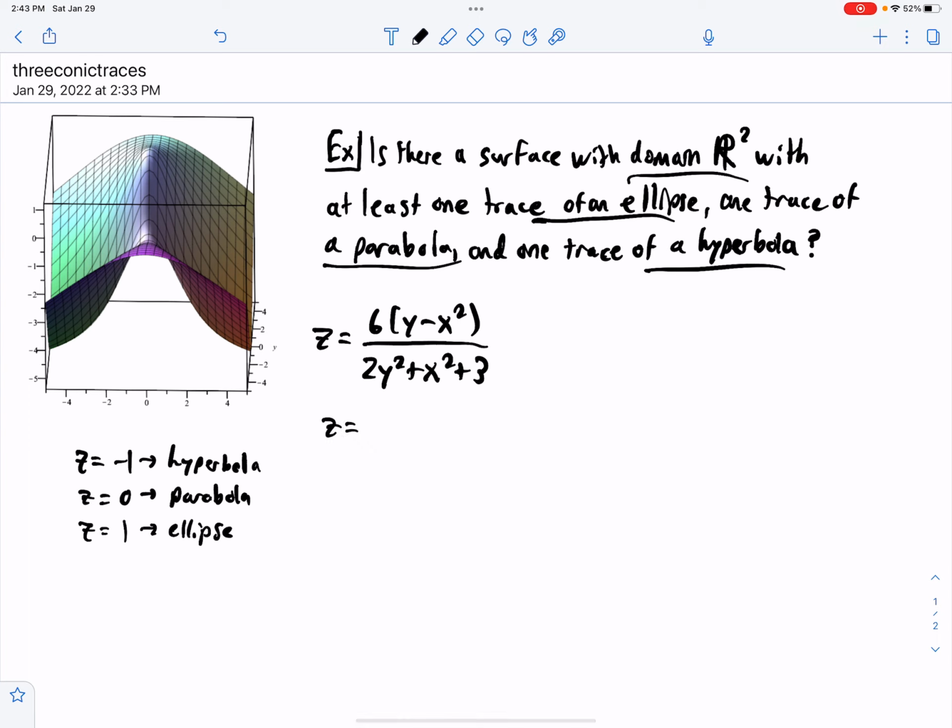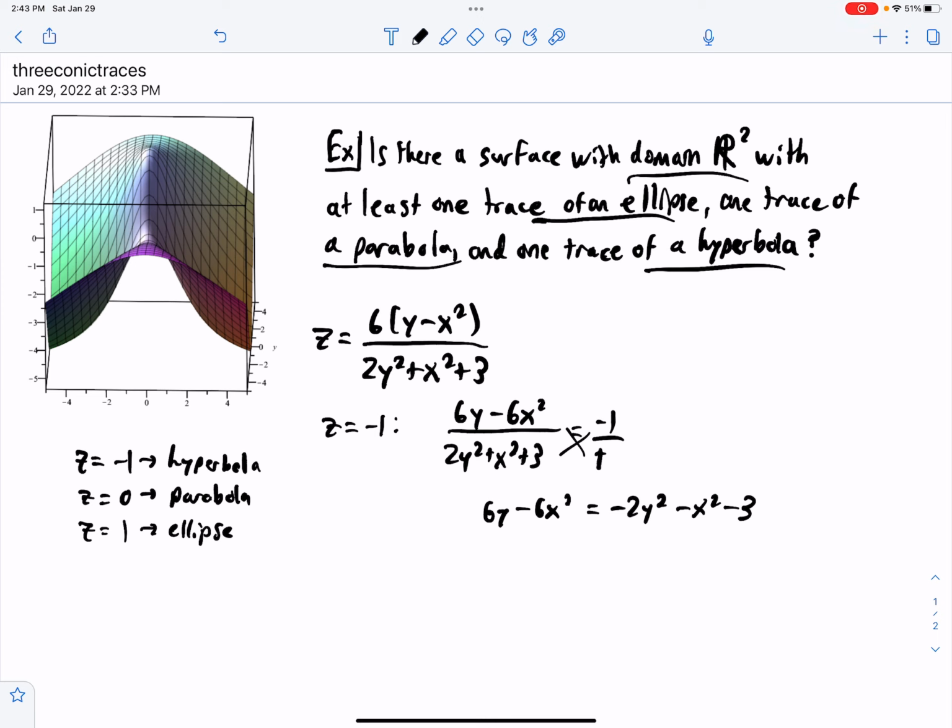For z equals -1, let's get a hyperbola. We take 6y minus 6x squared over 2y squared plus x squared plus 3 equals -1. Okay, and divide that by 1. Let's cross multiply. We will have 6y minus 6x squared equals the negative of 2y squared plus x squared plus 3. And we'll go ahead and bring everything but the -3 over to the left-hand side, with a plus 2y squared plus an x squared.